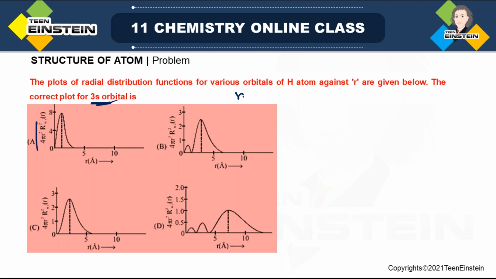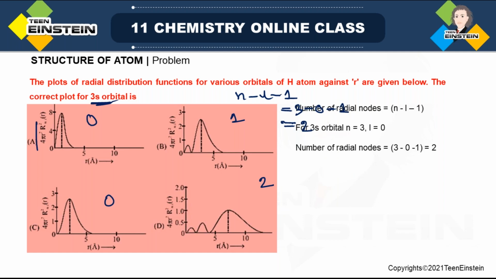Now again, if you apply this formula, n value is 3, L is 0 for s orbital. So how many nodes are you getting? You are getting 2 nodes. So in the first graph there is actually 0 node. In the second graph there is only 1 node. In the third graph there is again 0 node. And in the fourth graph there are 2 nodes. So now you can decide which one will be correct.